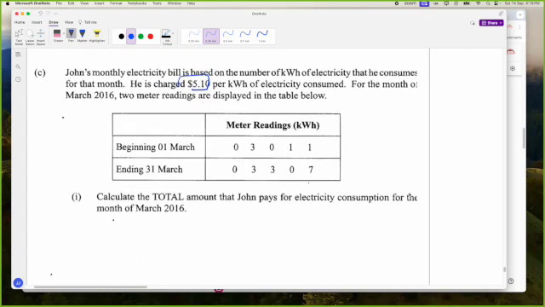John's monthly electricity bill is based on the number of kilowatt hours of electricity that he consumes for that month. He is charged $5.10 per kilowatt hour of electricity. For the month of March 2016, the two meter readings are displayed in the table below.